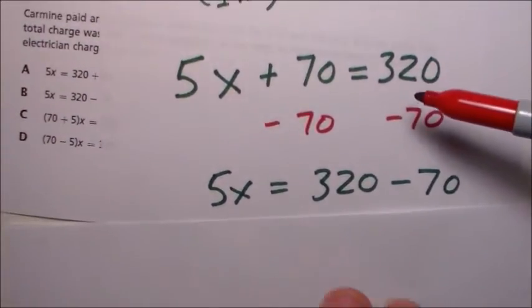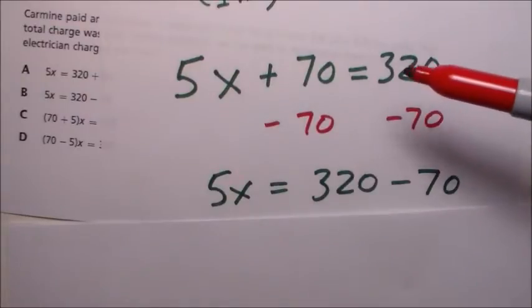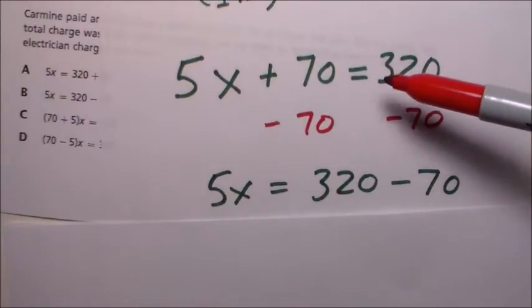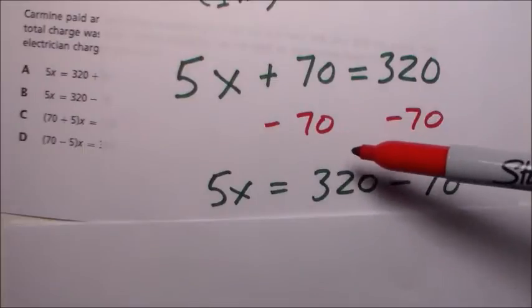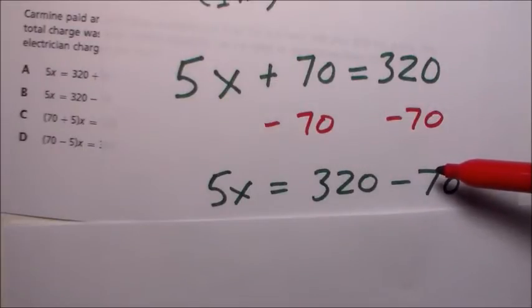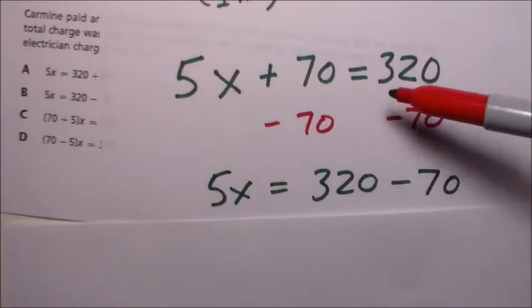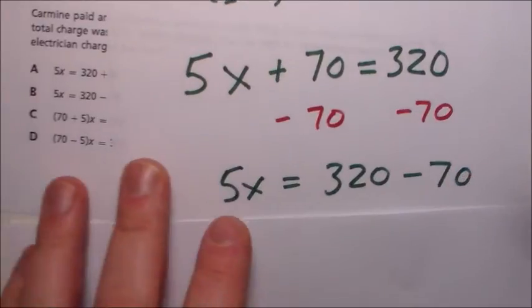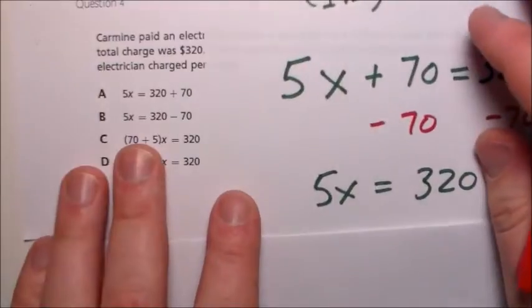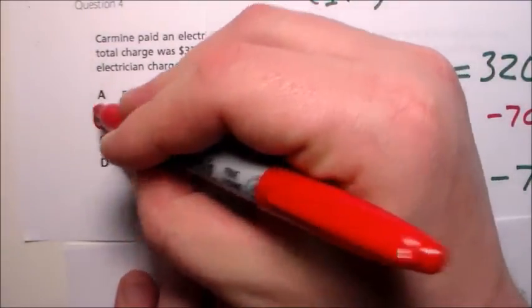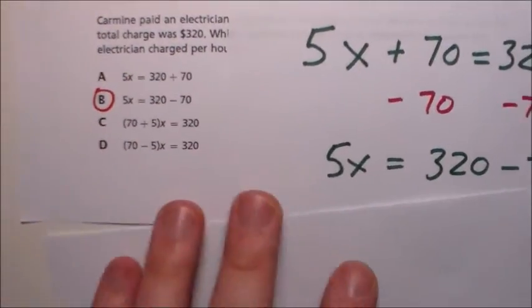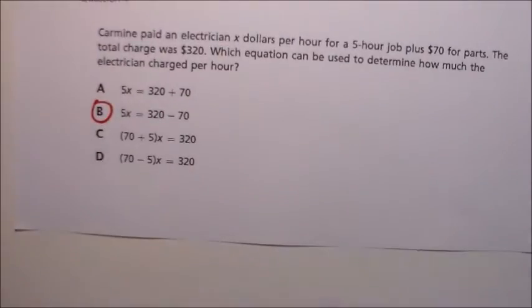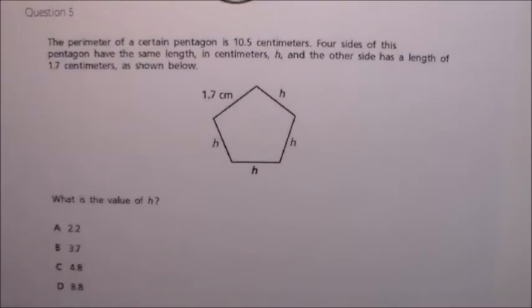If you go at the problem like you're going to solve it, you'll see that 5X equals 320 minus 70 makes sense, because you have to subtract 70 from both sides of the equation, and that will be good legal math that'll get us the correct answer. So the correct answer is 5X equals 320 minus 70. And we're good. On to question 5.